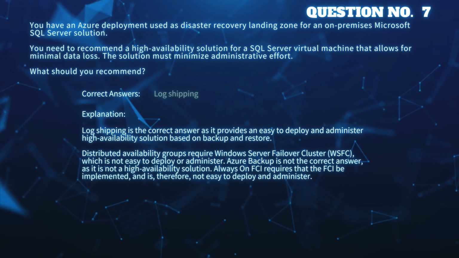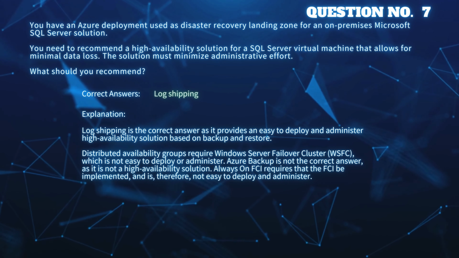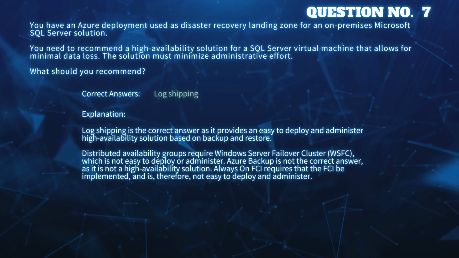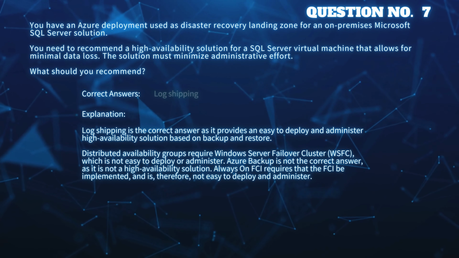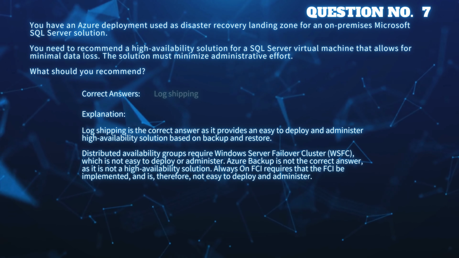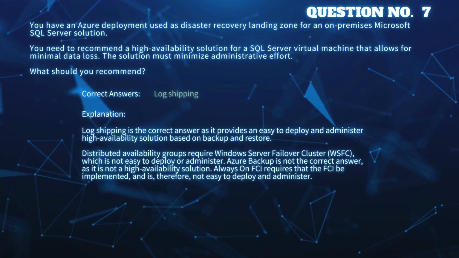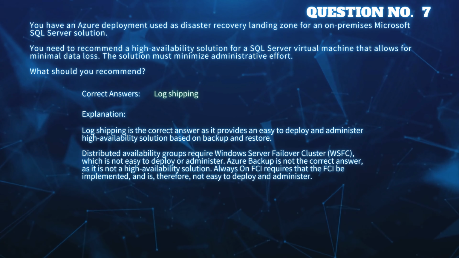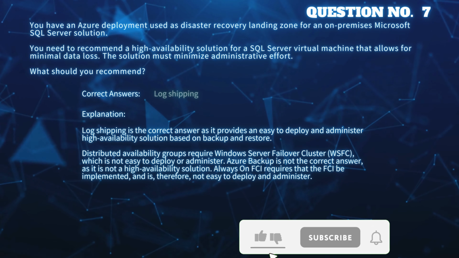Explanation, Log Shipping is the correct answer as it provides an easy-to-deploy and administer high-availability solution based on backup and restore. Distributed Availability Groups require Windows Server Failover Cluster, WSFC, which is not easy to deploy or administer. Azure Backup is not the correct answer, as it is not a high-availability solution. Always On FCI requires that the FCI be implemented, and is, therefore, not easy to deploy and administer.